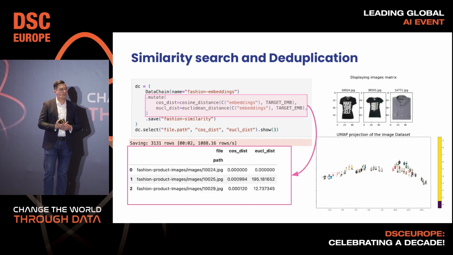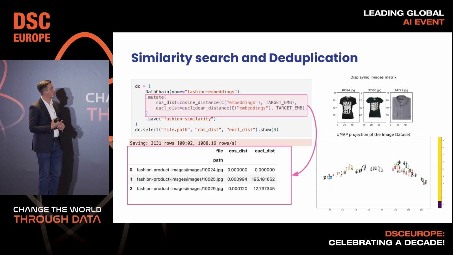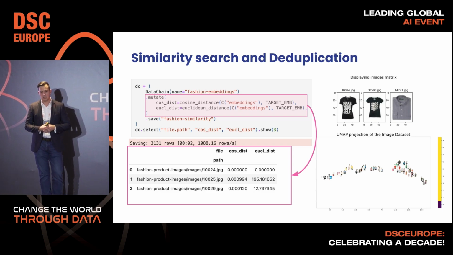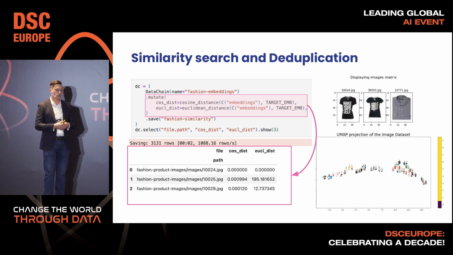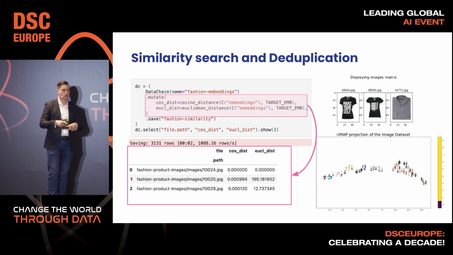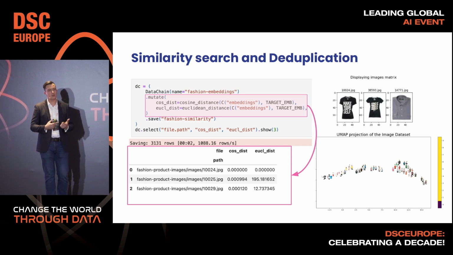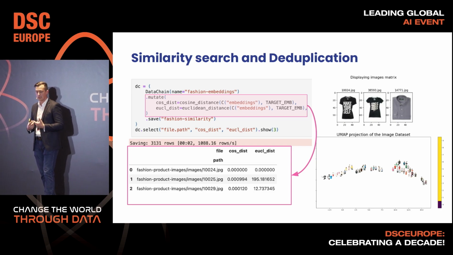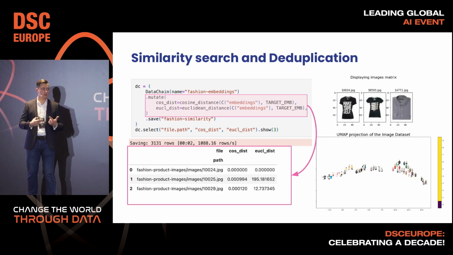What else can we do with embeddings, how can they be useful? There are some additional scenarios from the companies I was working with, specifically for computer vision: how to find similar objects and how to remove redundant objects that waste time and resources when you want to run computer vision training.